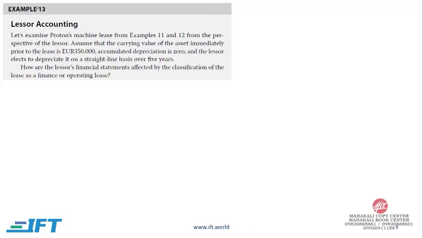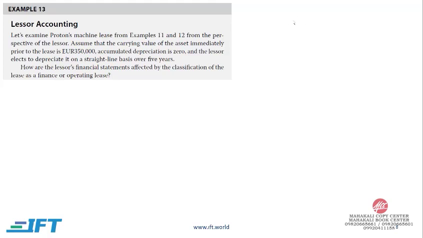And the last question is, what will happen in lessor accounting? So that's example 13. Let's examine Proton's machinery lease from examples 11 and 12 from the perspective of the lessor. Assume that the carrying value of the asset immediately prior to the lease is 350,000, accumulated depreciation is 0, and the lessor elects to depreciate it on a straight-line basis over 5 years. How are the lessor's financial statements affected by the classification of the lease as a finance or operating lease?